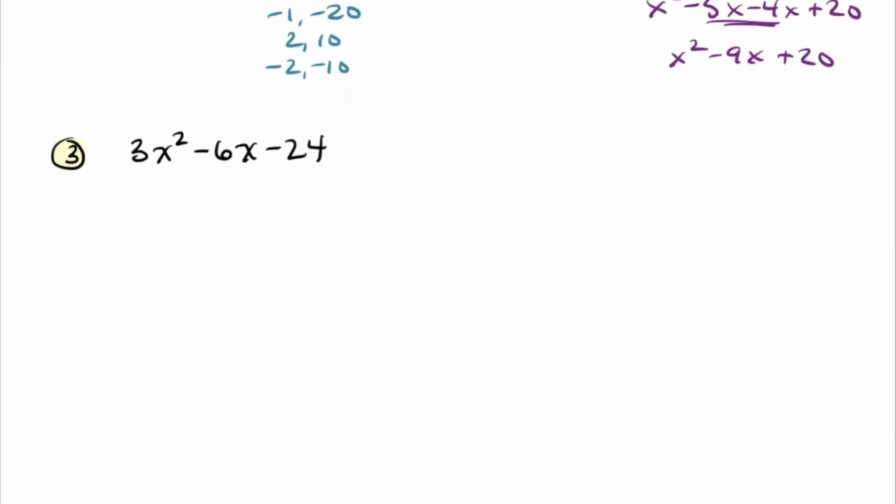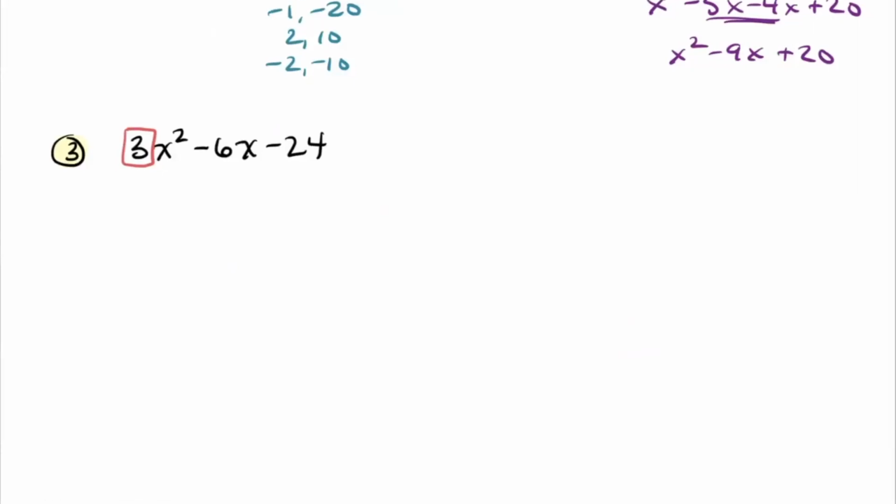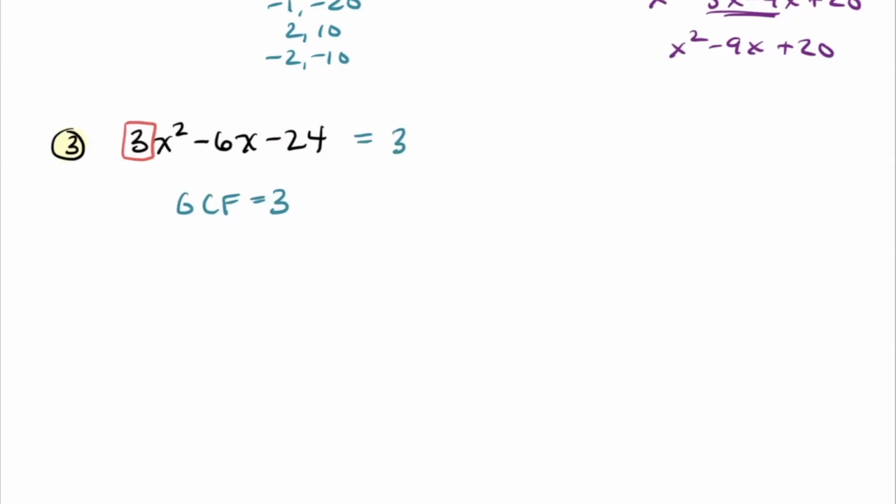All right, on number 3, we have 3x squared minus 6x minus 24. Now this does not fit the form because we have this 3 in the front. But I noticed that there's actually a GCF, right? So a 3 divides 3, 6, and 24. And so we should take that out first so that we get a 1 in the front of the x squared. So this will have a 3 in the front, and then we'll have an x squared, 6x divided by 3 is 2x, and 24 divided by 3 is 8. Now this fits the form we've got, right?